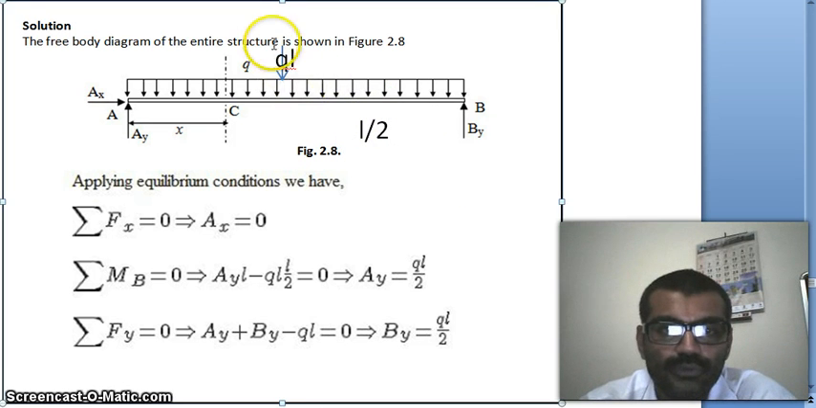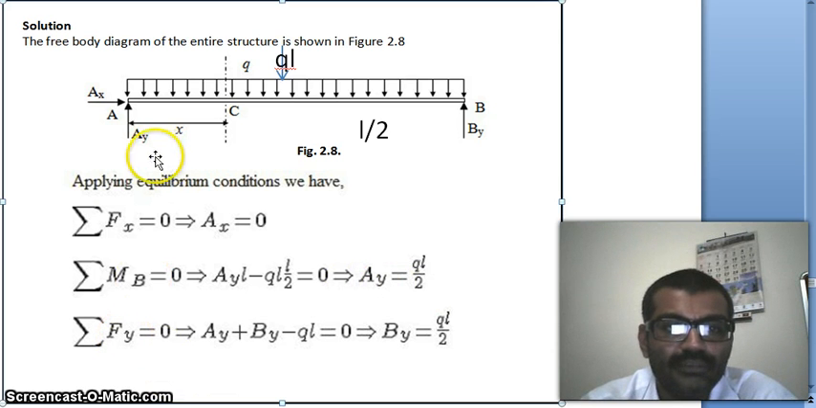So L by 2. Due to this UDL load, that is QL, now we converted it into the point load, QL. So QL is acting at the mid span, at a distance of L by 2 from B, right? So QL into L by 2, that is equal to 0. So you get AY, AY is equal to QL upon 2, right?